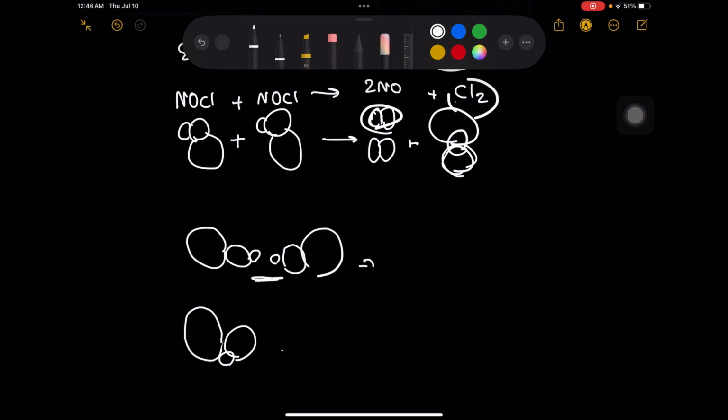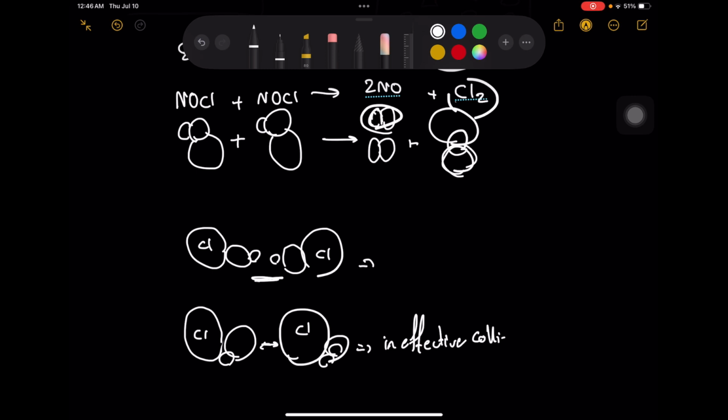It's like this, but again, we have a Cl here. The big ones are Cl, and the other 2, and an O. So now, do you think there will be a collision here? Like, will we produce Cl2? No. So these are ineffective collisions.